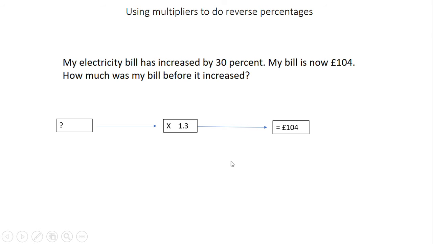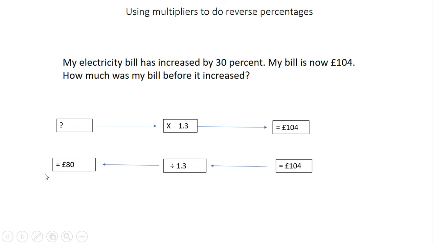So how am I going to get back to what that original value was? Well, all I'm going to do is reverse the function. So I'm going to start with 104. I'm going to divide it by 1.3, which is the reverse of this, and I'm going to get back to that number that was there, which is £80. And if you try £80, try increasing it by 30%, you will get to £104, okay? Where students make the most mistakes, is they take this amount here and they simply knock 30% off this amount, okay?